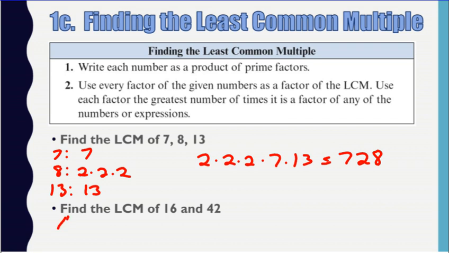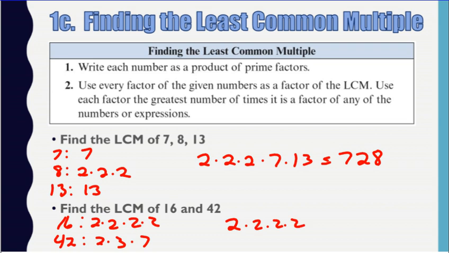Next one, we got 16. That's 2 times 2 times 2 times 2. And then 42, that's 2 times 3 times 7. So I got 2's. The most 2's I have is 4. 3's, the most 3's I have is 1. And I got 1 7. So we got 16 times 3 times 7 gives us an answer of 336.